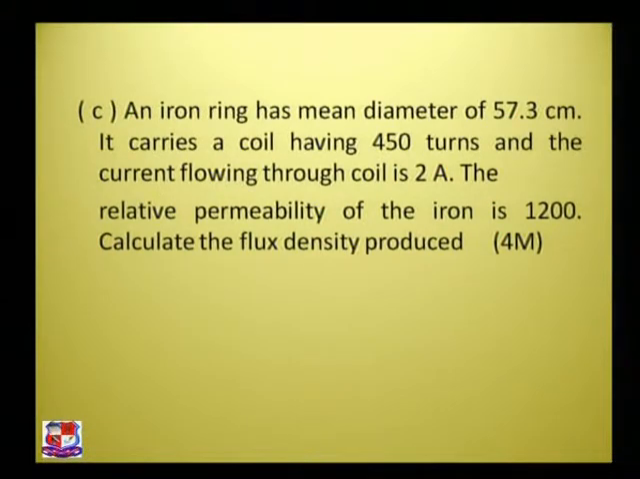Okay. Next is question 3C. It is a numerical, so we should first read it. An iron ring has a mean diameter of 57.3 centimeter. It carries a coil having 450 turns. So N, the total number of turns, is given. The current flowing through the coil is 2 amperes. Then the relative permeability of the iron is 1200. What we have to find is the flux density produced in the coil. Okay, we will solve this question.